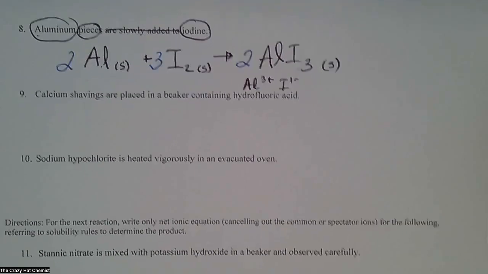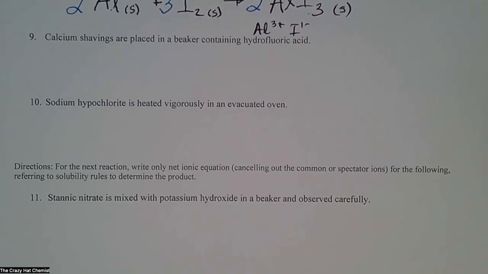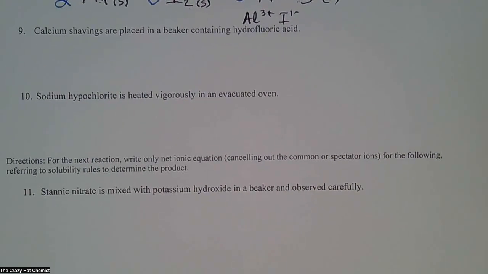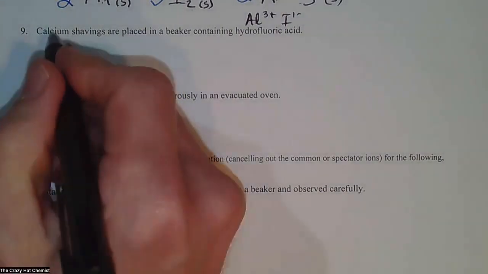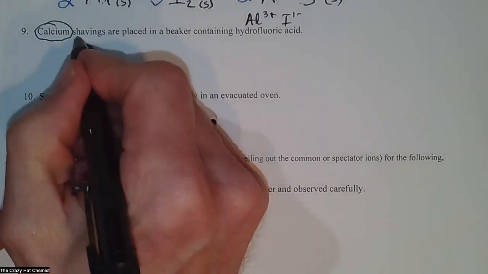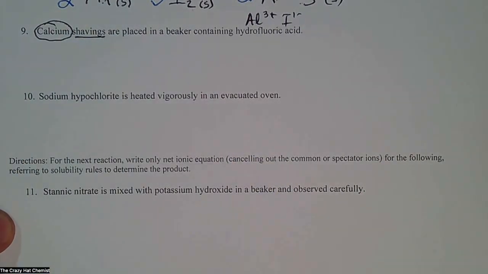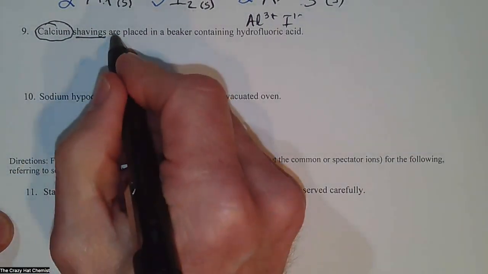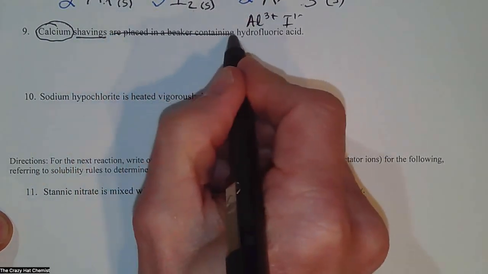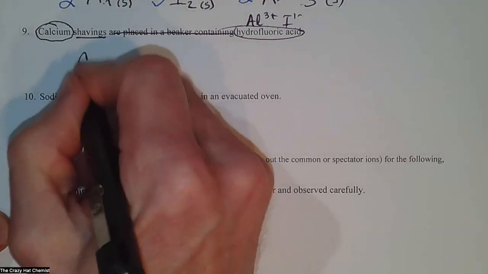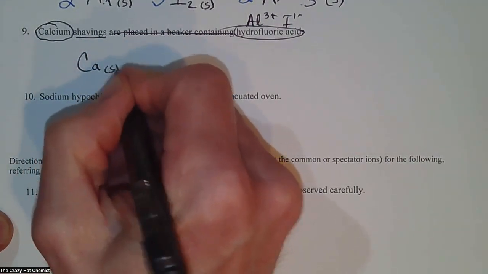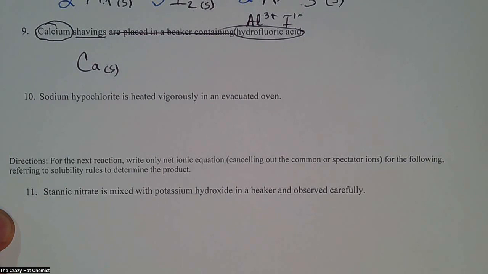All right, we're going to move this up here and we're going to go for number 9. Okay, number 9, it says calcium shavings. So there's our element. Shavings is letting us know that it is a solid. Are placed in a beaker containing hydrofluoric acid. Okay, so calcium, it's a solid because it's an element in its standard state.